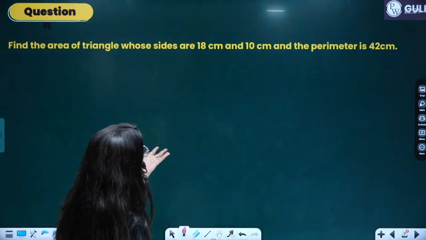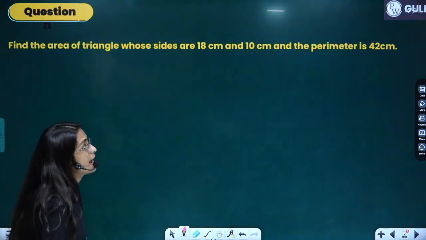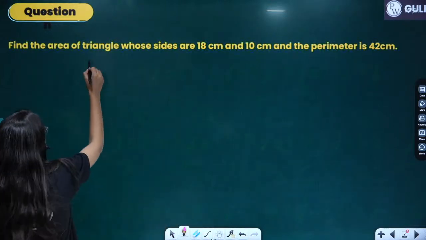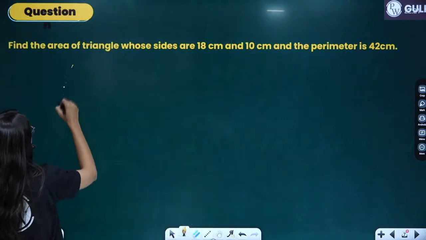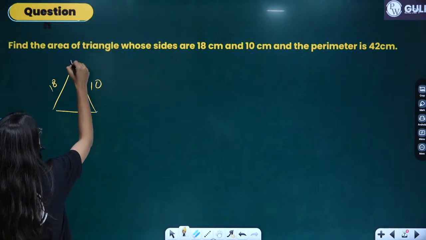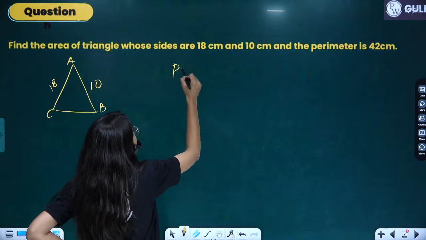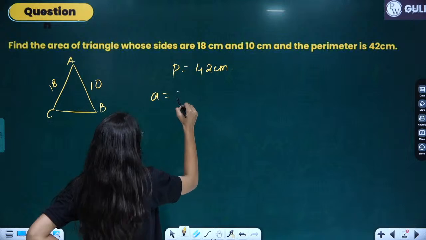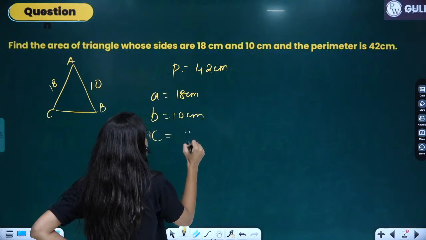Again, same. See, find the area of the triangle whose sides are 18, 10, and the perimeter is 42. Here, two sides are given and the perimeter is given. What you can do is draw the triangle first of all. Here one side is 18, another is 10. The perimeter P is equal to 42 centimeter. Can you find side C? Here I'm naming A and B, to find the side C.